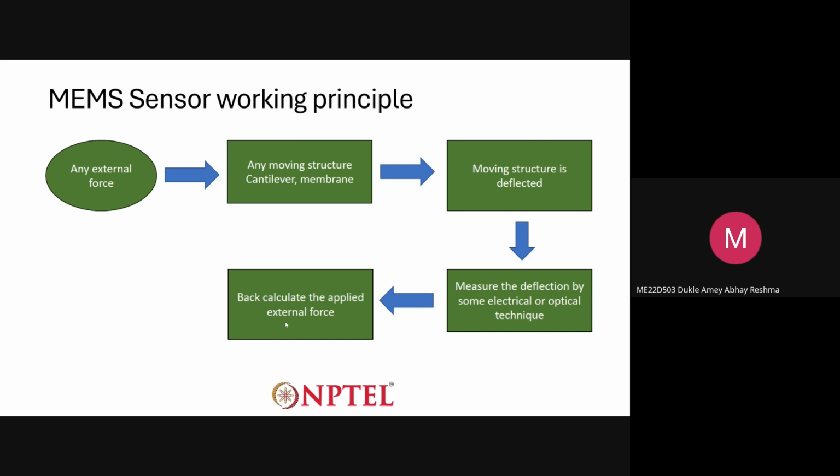So this is how the MEMS working chain looks like. Whenever you have a structure, you have to get the external force on it. Once the external force is applied, you will see there is a movement on the structure. There will be the cantilever or the membrane that will be moving. Once the moving structure is moving, you calculate the deflection, and from the deflection, what you get is the force. So the answer is C.